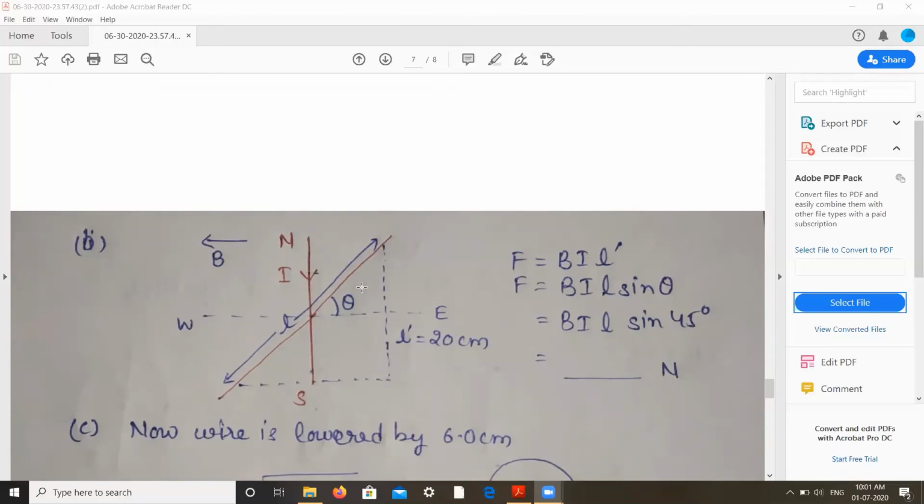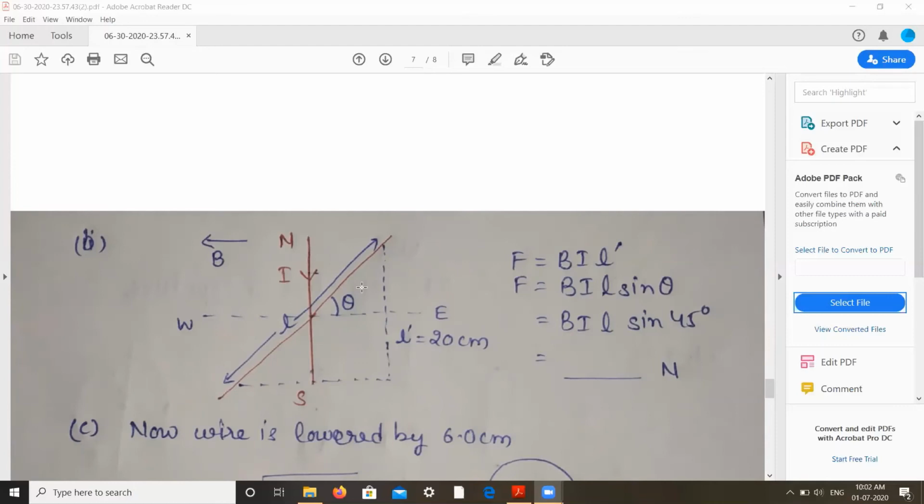Trigonometry we will apply here using the base, hypotenuse and the sine component, and you can find it easily. So L prime is nothing but L sin theta, and theta is your 45 degree, and sine 45 is nothing but 1 by square root of 2. Substitute these and find the value of magnetic force in this case. The answer should come in units of Newton, and you have to find the direction of force.